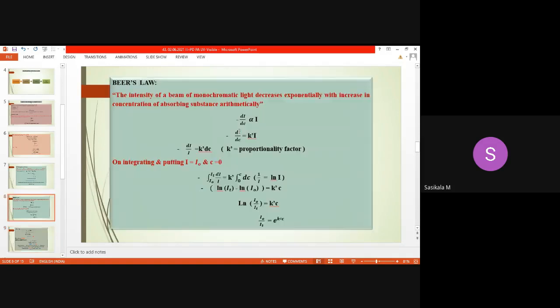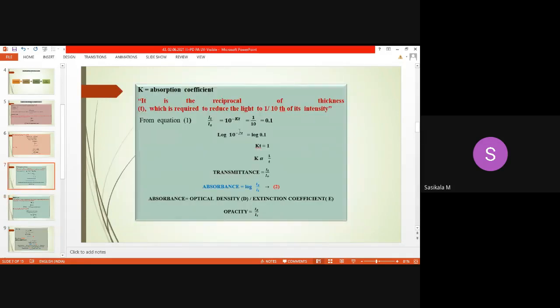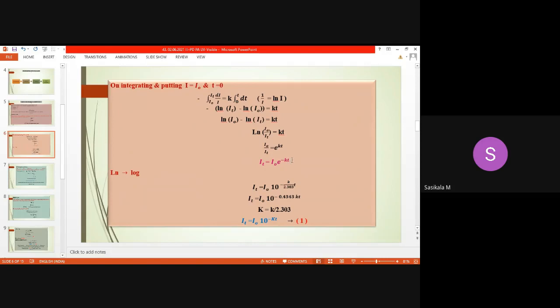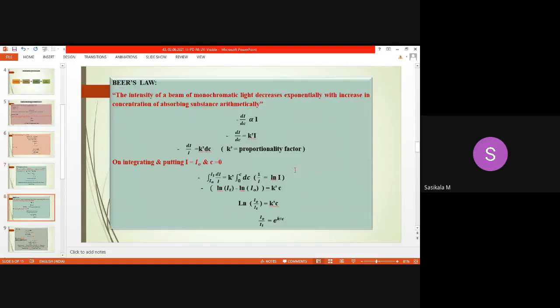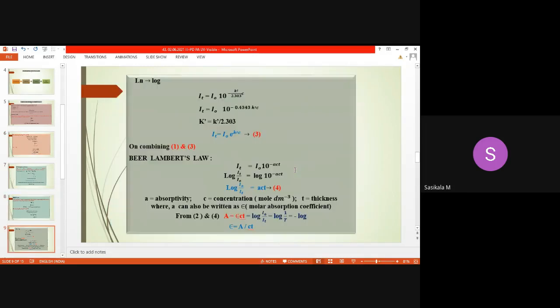Whereas in Lambert's law it is I0 exponential of minus KT, where T represents thickness. So Lambert's law says the decrease in intensity is caused by the thickness of the medium, whereas Beer's law says the decrease in intensity is based on the concentration of the absorbing substance. On combining these two equations, you will get log I0 by IT equal to ACT, where A represents the absorption coefficient, C concentration, and T thickness. So combining these, we get the Beer-Lambert law.